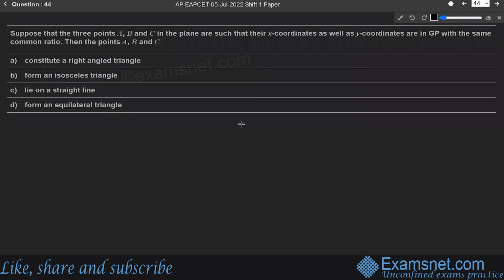Next question is, suppose that the 3 points A, B and C in the plane are such that their x coordinates as well as y coordinates are in GP with the same common ratio, then the points A, B and C are. See, this is a question which does not require a pen to solve. It is a very simple question. There is a very basic concept that if any 3 points are in a plane and their coordinates are in GP with the same common ratio, then the points always lie on a straight line. Therefore, here we can say that points A, B and C lie on a straight line. So option number C is the correct option for this question.